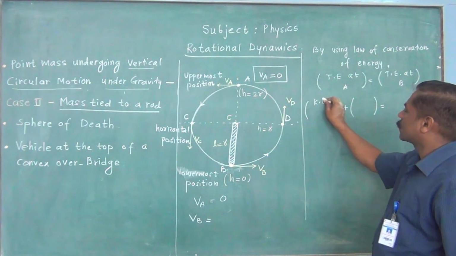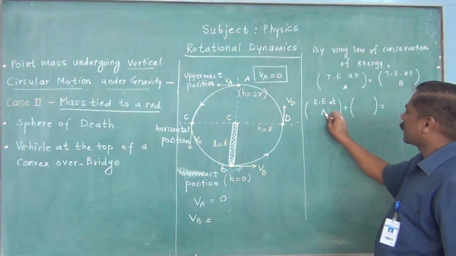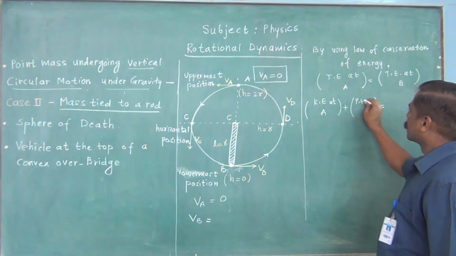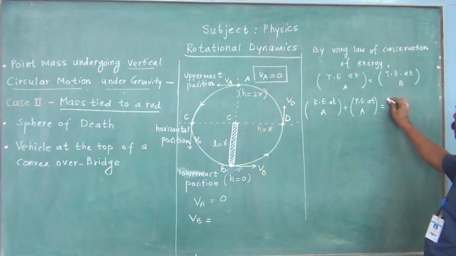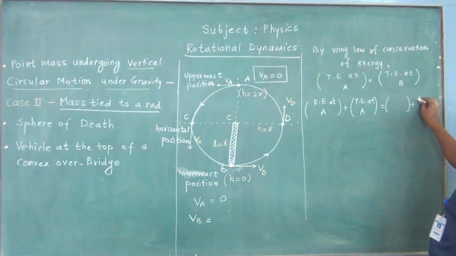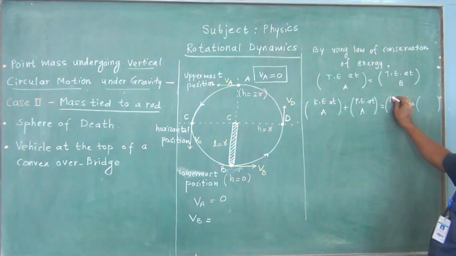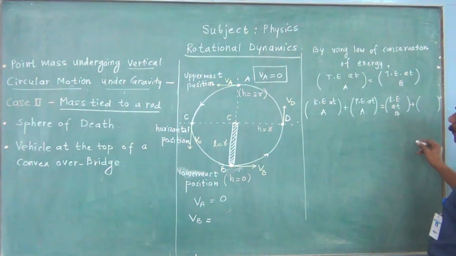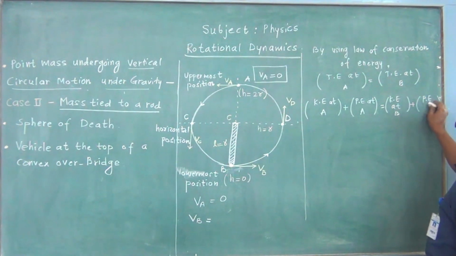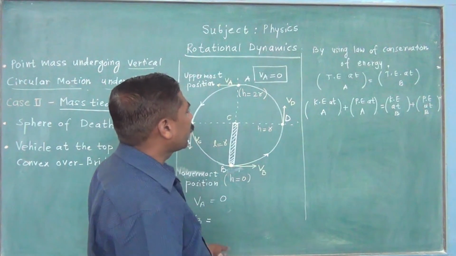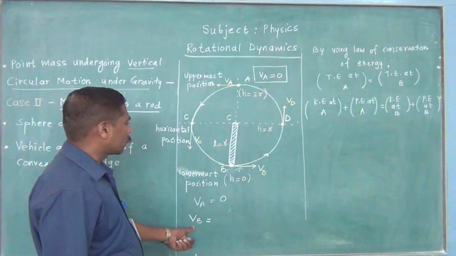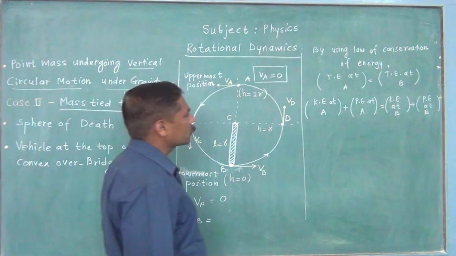Means we can write here kinetic energy at A plus potential energy at A, which is equal to the addition of these two. Again, we can write kinetic energy at B plus potential energy at B. So this is the law of conservation of energy. Now we can put in the values and easily find out the velocity at the lowermost position.